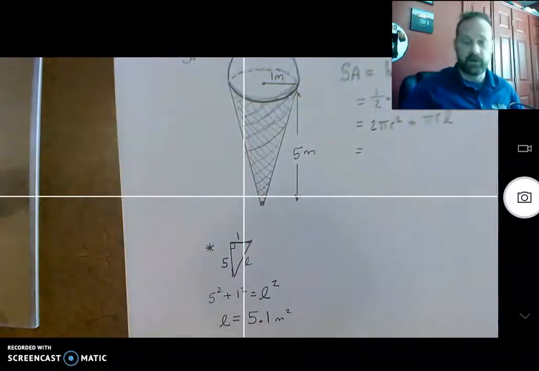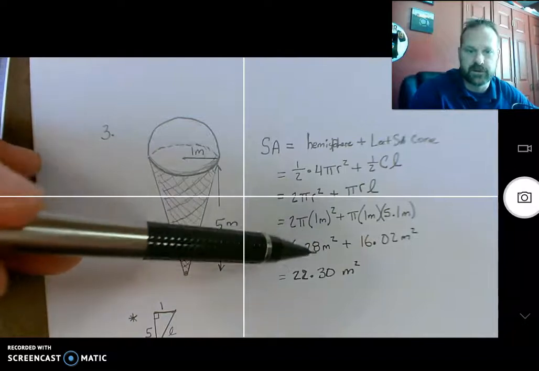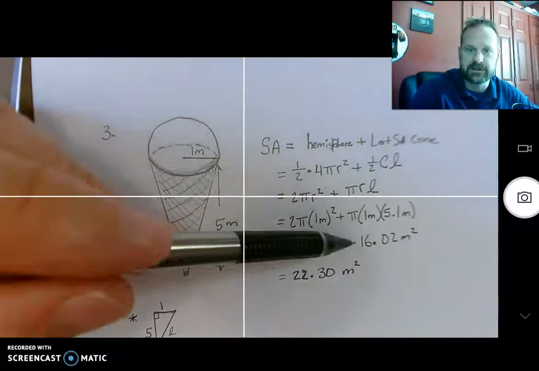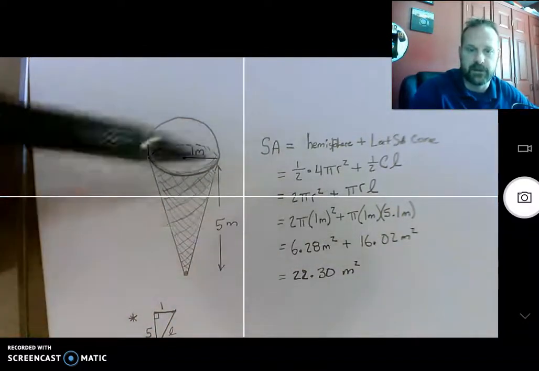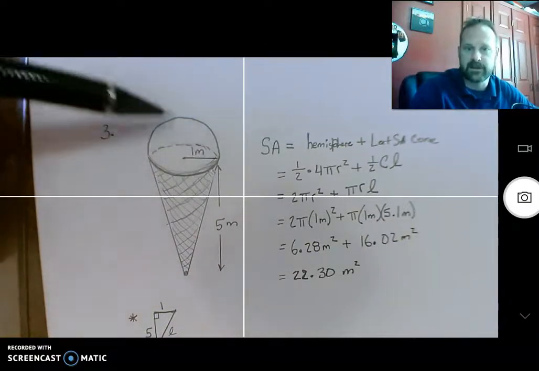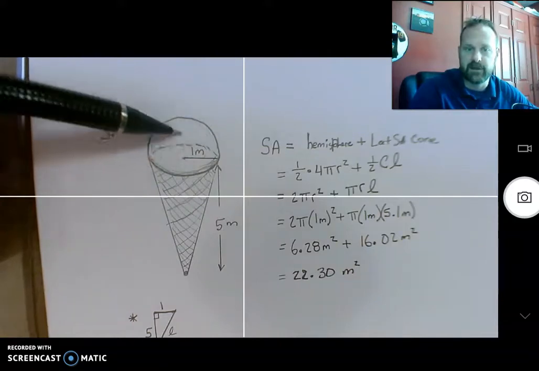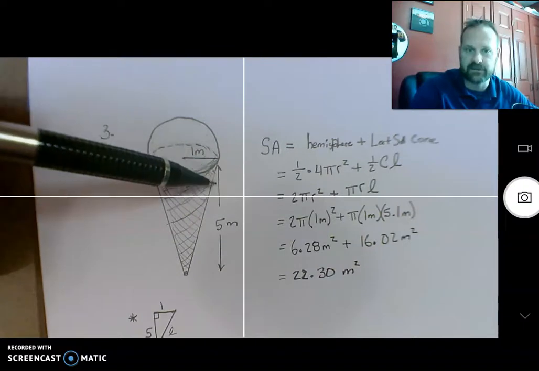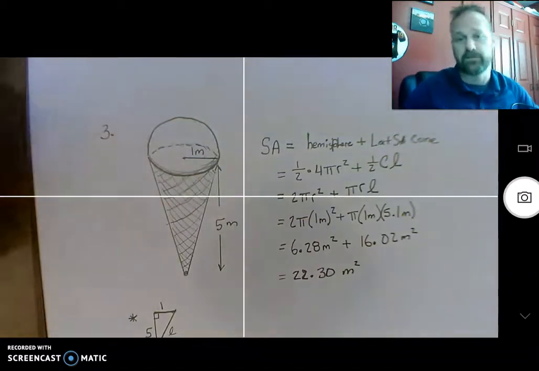So plug in the parts. Plugging the parts in where they belong, we get 6.28 meters squared for the hemisphere and 16.02 for the surface area of the cone. Again, this is enlarged. This is a 1 meter radius, so it's not as big. My distance here of 1 meter doesn't match the 5. It'd be more like that amount. It's out of scale, but I wanted to draw an ice cream cone because I could.